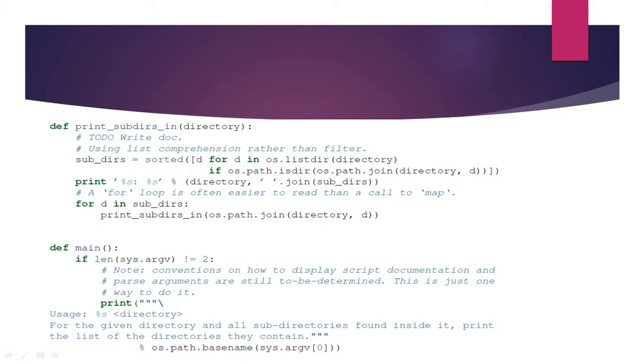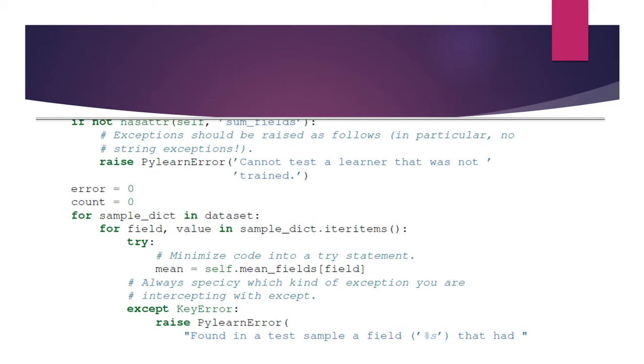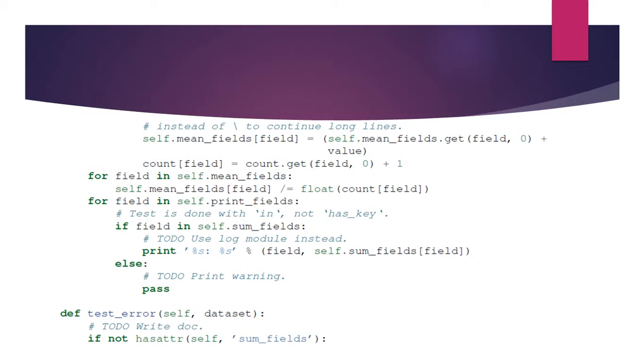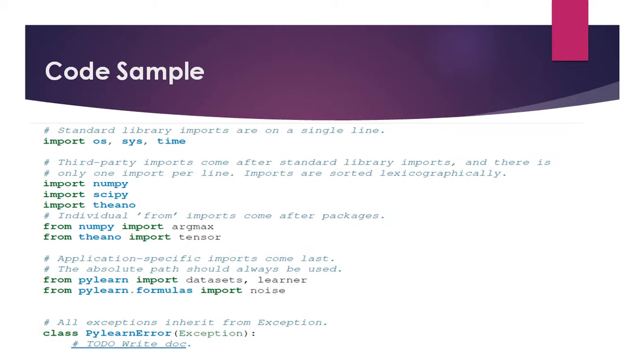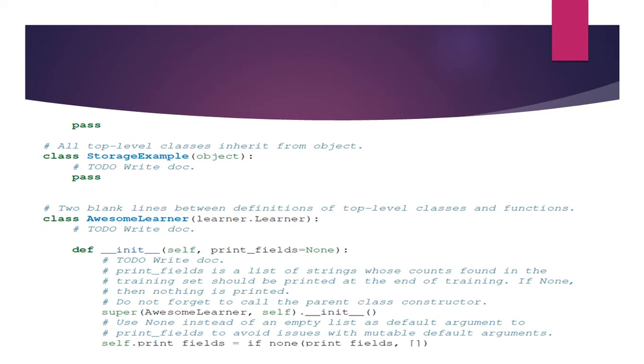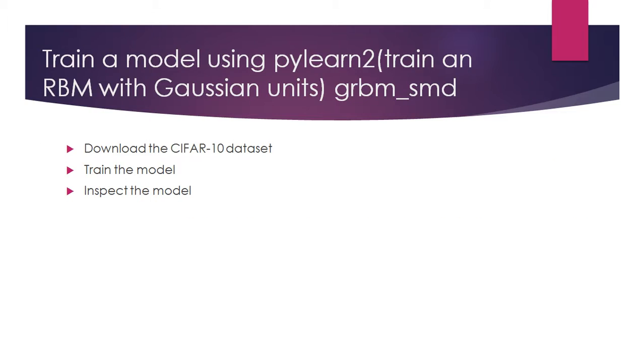Then there are the definitions, the dictionary, and the convention for how to display the script documentation, using list comprehension rather than filter or looping, the definition of the training function, and error minimization with the adjustment block. It's similar to other programming languages, but with some Python-specific imports. The other different thing is how to implement a trainer model.